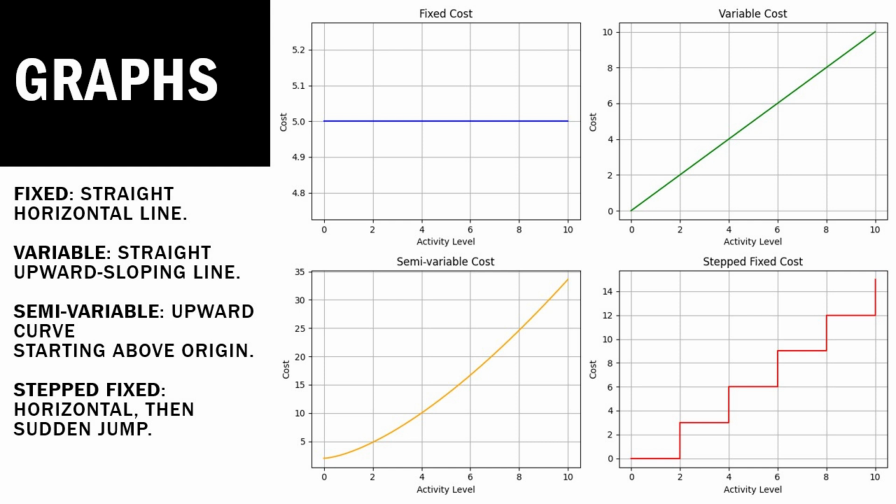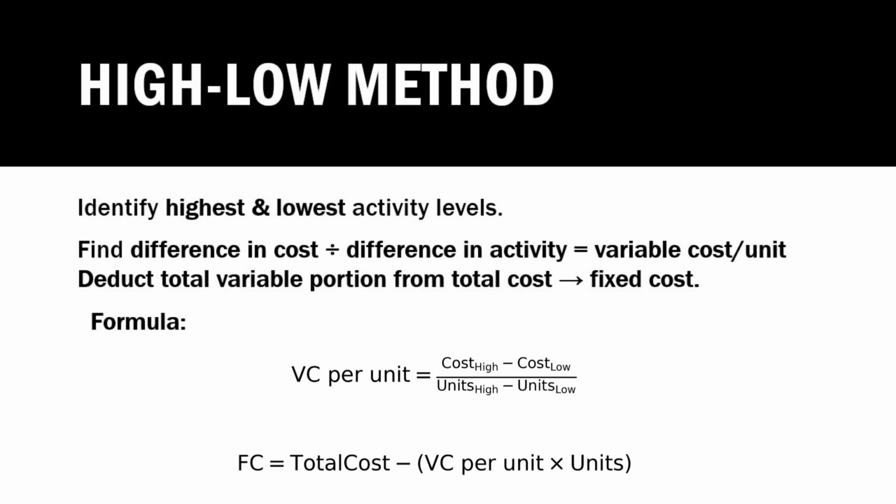Step fixed cost graph. This looks like a staircase. It's flat for a while, then jumps up, then flat again, then jumps again. That shows capacity limits and the cost of adding extra layers of resources, like extra supervisors, extra machines, extra vans. In the exam, you may be asked to identify the correct graph shape from a description. Now we move to cost estimation using the high-low method.